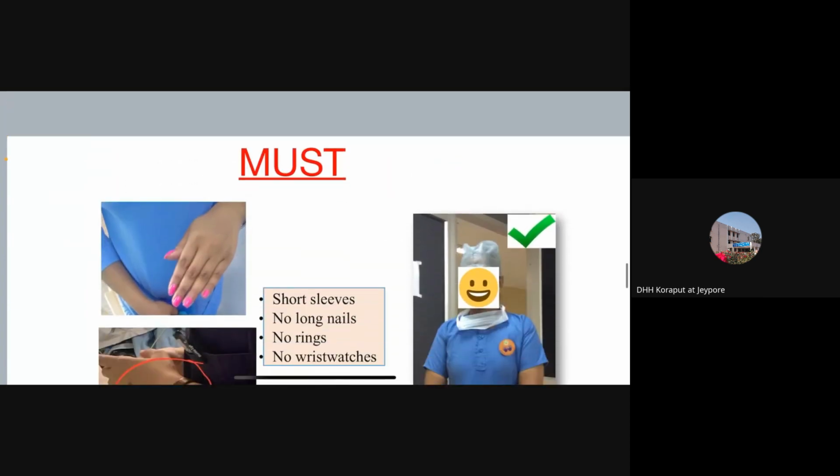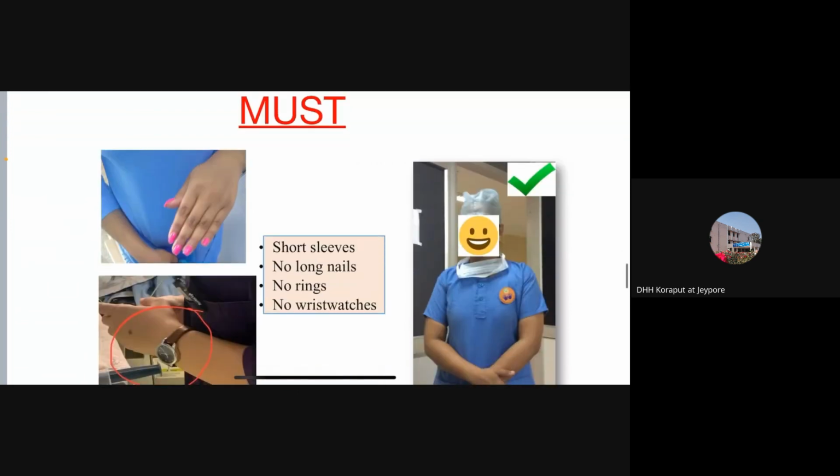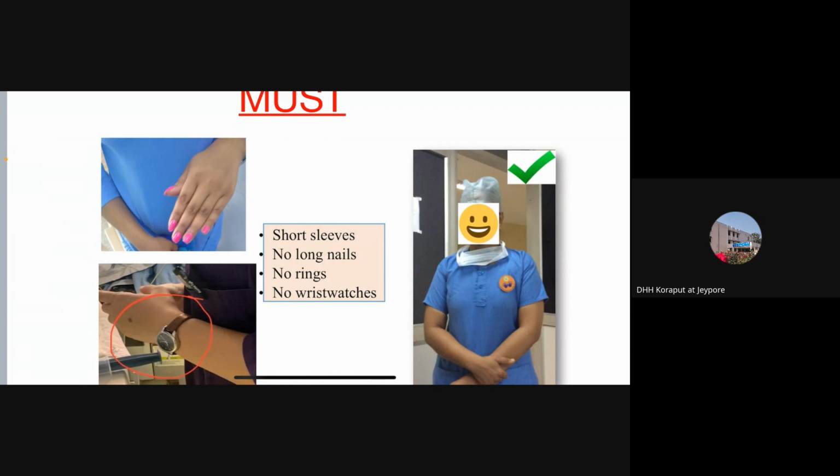Also, whenever you are working, bare below elbow is a must. A person should make sure there are short sleeves, because if your sleeves themselves are contaminated, in winters we have seen people wearing sweaters which are not washed, and the clothes of the healthcare workers could act as a source of infection. Then the long nails, the rings or wristwatches, and people carry them into the OTs. We have caught people with rings and wristwatches in the operation theaters, and that is a very, very wrong practice. It should be bare below the elbow.